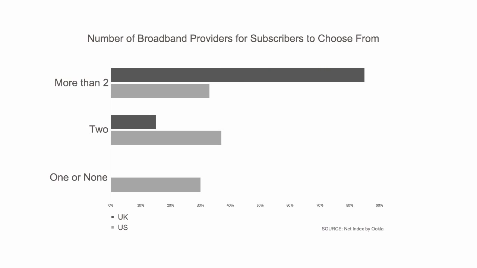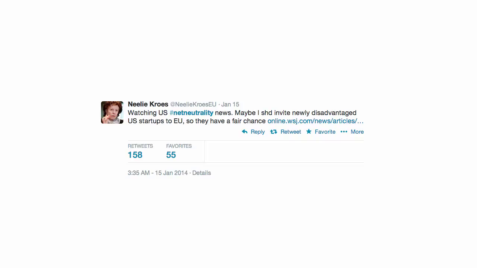For example, 85% of UK residents can now choose from more than 2 ISPs for their broadband, while in the US, only 33% enjoy this level of choice. Also, in the US, 30% of homes face no choice at all. The EU has also recently voted in favour of net neutrality. In a recent tweet, the EU Commissioner for Digital Agenda weighed in on what she believes are the implications for startups.